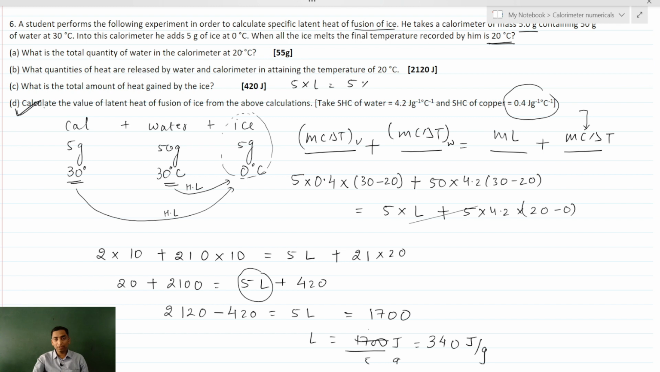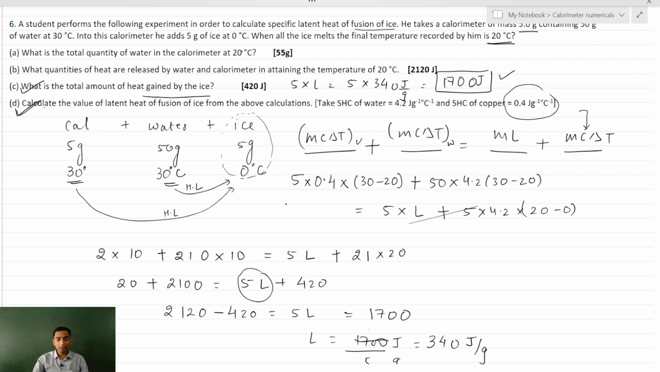So it is 5 into 340 joules per gram. So as per me, what I suggest is 1700 joules should be the answer to the problem. And then we have what quantities of heat are released by the water.